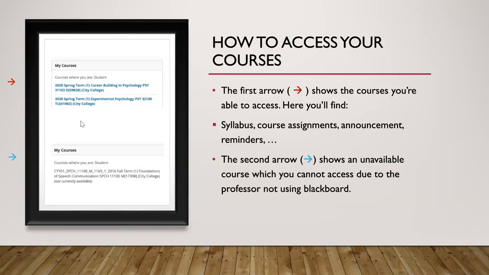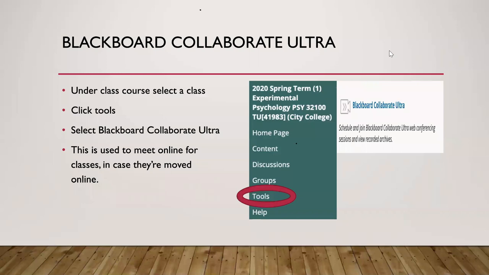Under my courses, this will include syllabus and announcements from the professors or any reminders for the class that you're taking. So right now, due to COVID-19, a lot of the classes had to be online or done remotely. So a lot of the professors use Blackboard Collaborative Ultra.